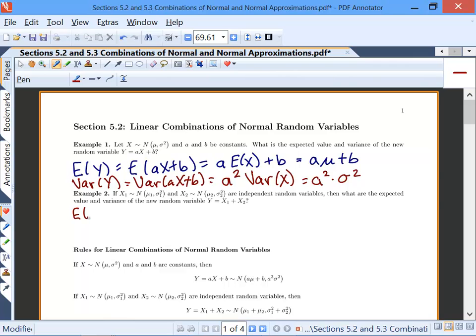So the expected value of Y is really the expected value of X1 plus X2. And what do we get to do with those expected values? Just add the individual expected values. The expected value for the first random variable is mu1. The expected value for the next one is mu2.